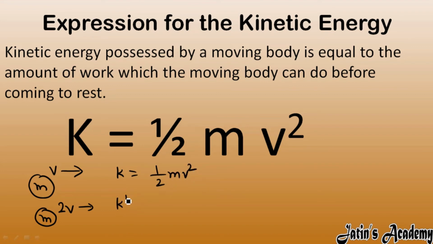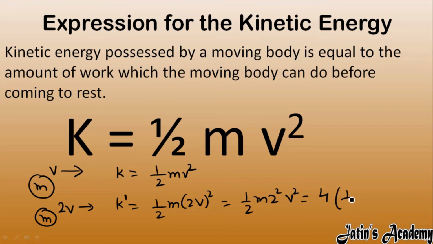The new kinetic energy k dash is half m times 2v whole square, so 1 by 2 m 2 square into v square. Take 2 square out of the bracket, which becomes 4 and half m v square. So this half mv square is again the kinetic energy k, with 4 as it is, and it is k dash. So the new kinetic energy will become 4 times the initial kinetic energy.